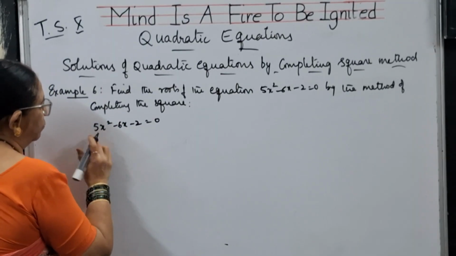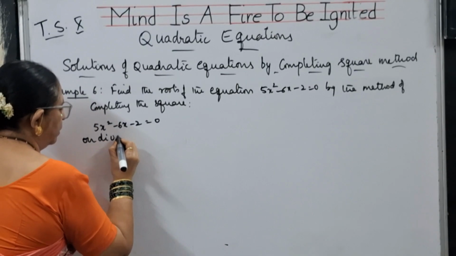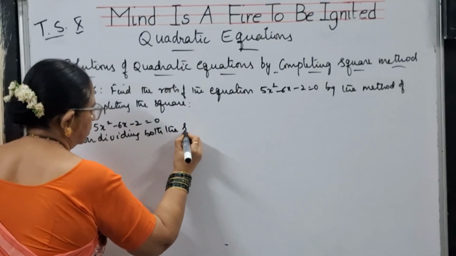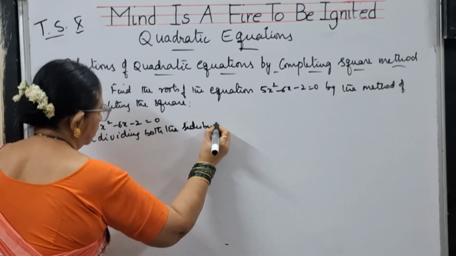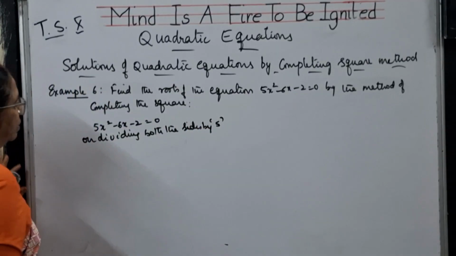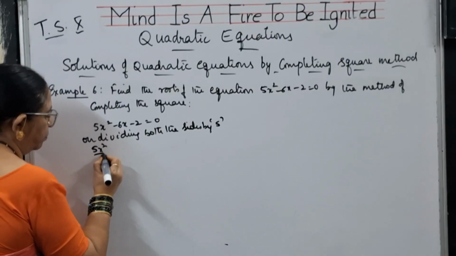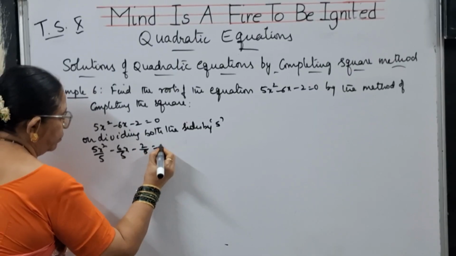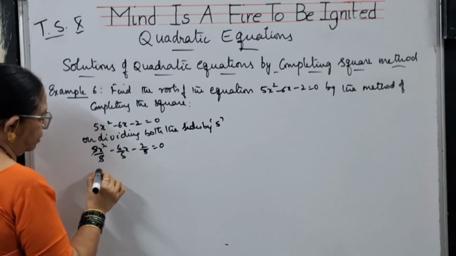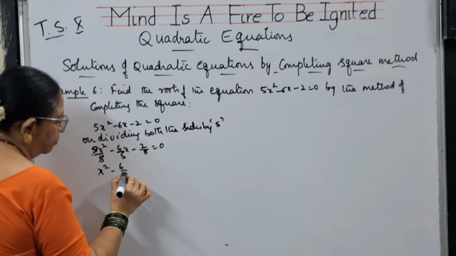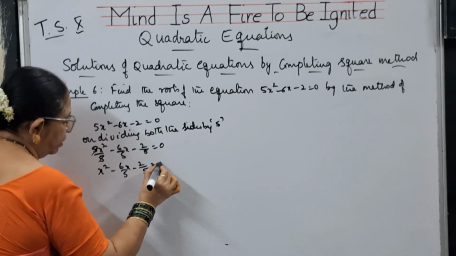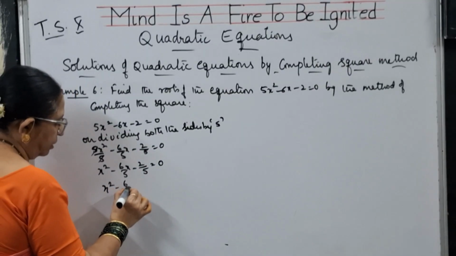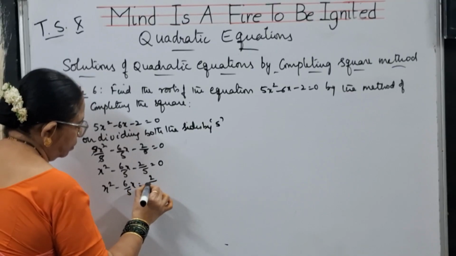So you have coefficient 5. So on dividing both the sides by 5, 5x square by 5 minus 6 by 5x minus 2 by 5 is equal to 0. So these two will get cancelled. x square minus 6 by 5x minus 2 by 5 is equal to 0. So here x square minus 6 by 5x is equal to 2 by 5.